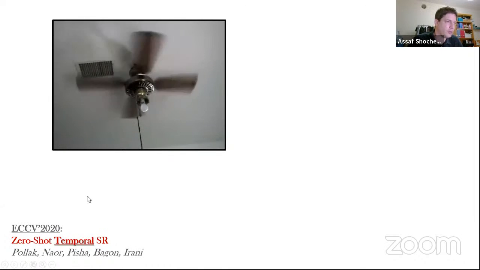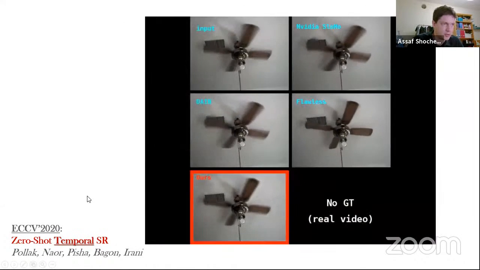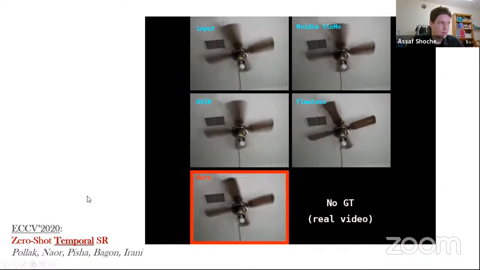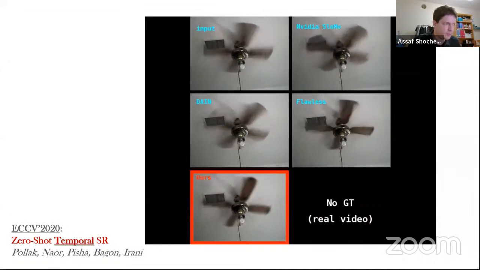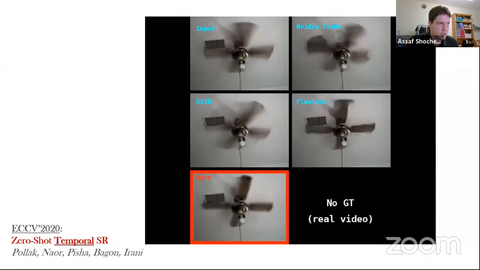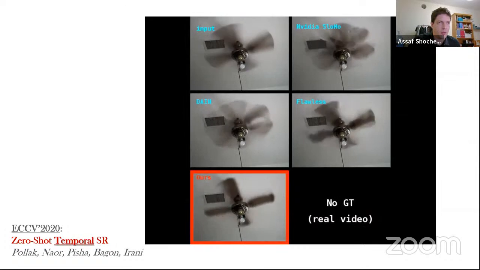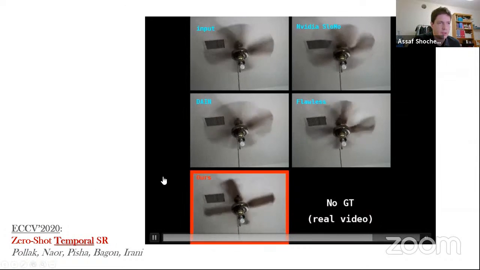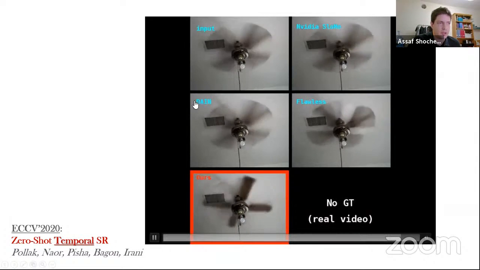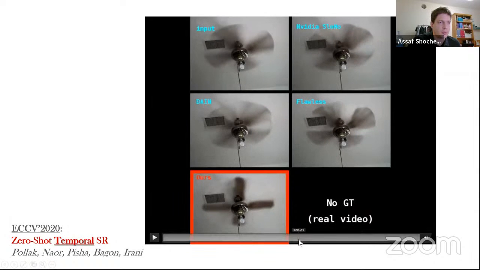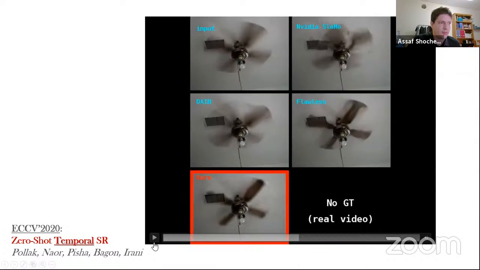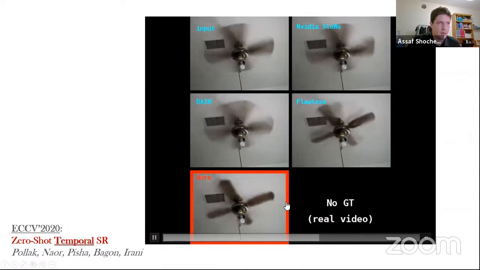And I'm not going to explain all the work. I'll just show they did really nice work. So I'm sorry, this is the work by Liad Polak and Eyal Naor and George Pisha and Shai Bagon and Michal Rani. And you can see that many of these frame interpolation slow-mo methods, like the NVIDIA super slow-mo, many of them fail when you have this motion blurring.